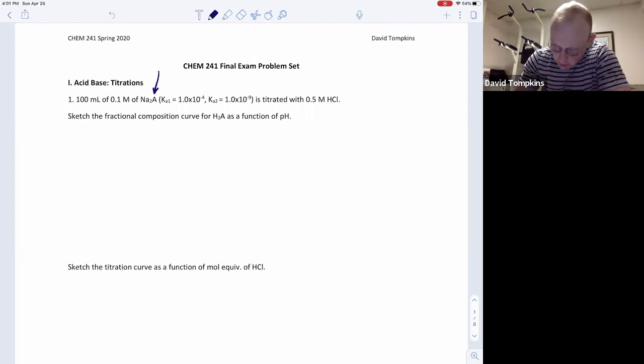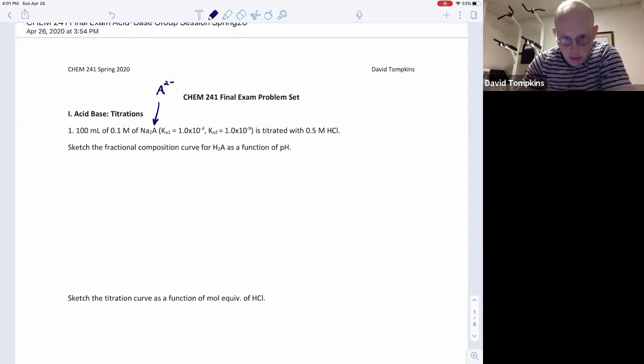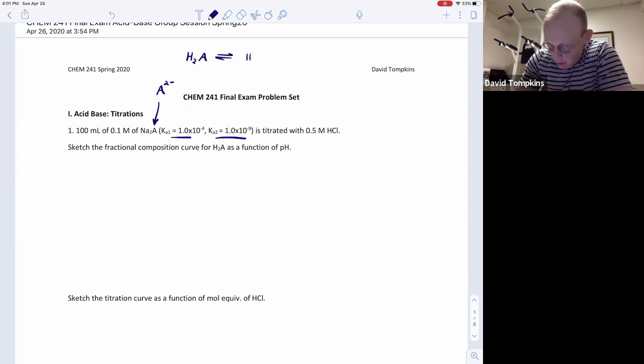So this is the fully deprotonated form. Or when sodium dissociates, this is synonymous to A2 minus. And you may remember that the best way to approach any di or triprotic problem is to start with the fully protonated form, H2A. And I know that two protons can associate because there are two Ka values. And from there, you can simply write out all of the conjugate forms until you arrive at the fully deprotonated base, A2 minus.